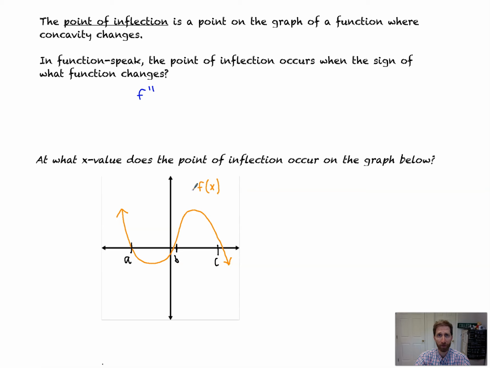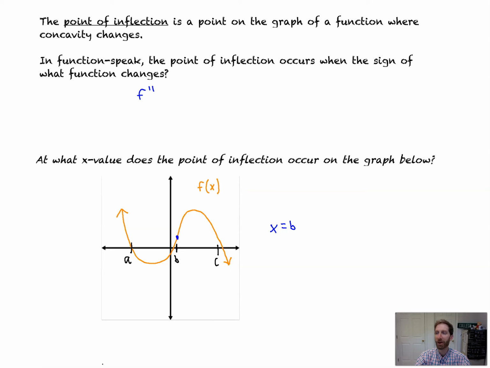Let's see this on the graph of f right now. At what x value does the point of inflection occur on the graph below? Well, we want to know where the concavity changes. So we're concave up, concave up, concave up, concave up, right about there. That's the point of inflection, because that is where we change from concave up to concave down. The slopes stop becoming more positive and start becoming less positive and then more negative. That's the point of inflection. So it would be at x equals b in this case.